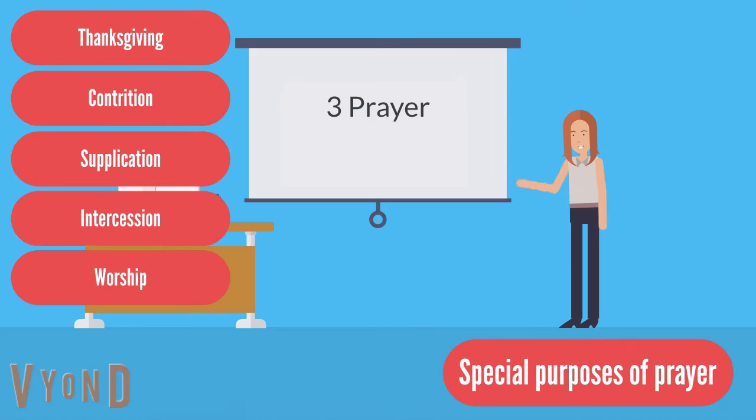Christians use different prayers, depending on what they want to say to God. These can be grouped into different types. Firstly, thanksgiving, where they thank God for all that they have. Secondly, contrition, which means telling God what they have done wrong and asking for forgiveness.